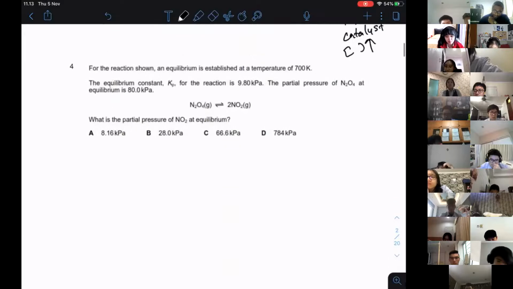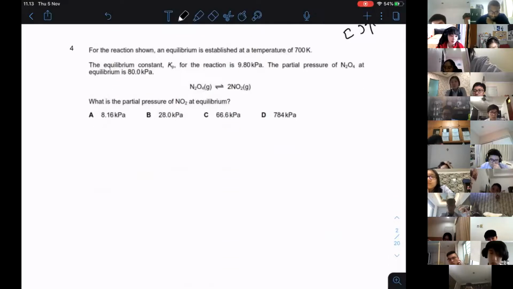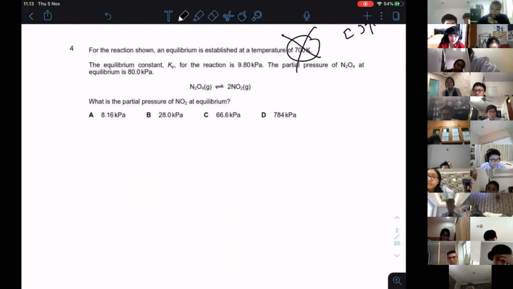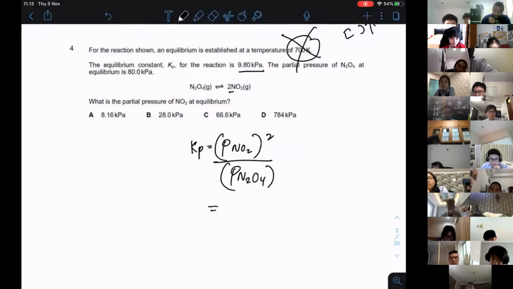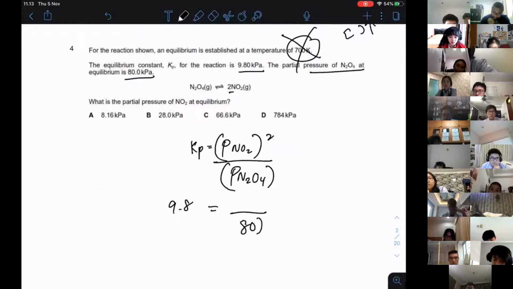Number 4, easy question. Here they say that for the reaction shown, equilibrium is established. Is this important? Not important. The equilibrium constant Kp, let's write down Kp is partial pressure of NO2 to the power of 2 divided by partial pressure of N2O4. This value they have given, 9.8. The partial pressure at equilibrium is 80. So this one is 80. You just need to find this. Quite easy.